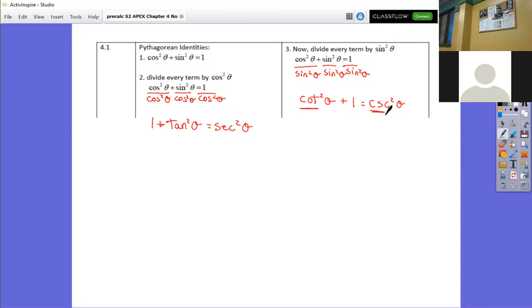You guys remember how we got that first one, that cosine squared theta plus sine squared theta equals 1? On our unit circle, we have a length of 1 here. So if we draw a triangle, this is my cosine, this is my sine, and this is 1 for my unit circle. It's a right triangle, so how do I find it? My Pythagorean theorem: cosine squared theta plus sine squared theta equals my hypotenuse squared. So that's how we got that Pythagorean identity.